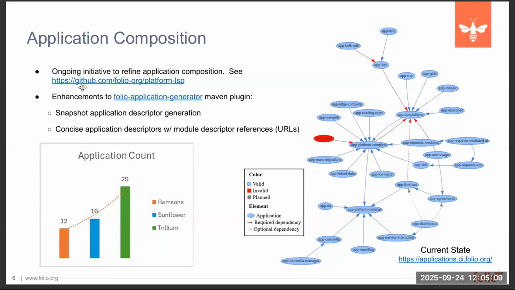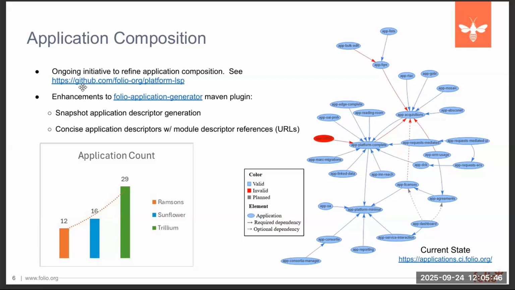Application composition is another important area of Eureka, and this is the update that we have so far. There's an ongoing initiative with several folks in the community to continue to refine the applications that we have today. So when we first introduced Eureka, we had maybe 3 or 4 applications. They were absolutely massive. They had a lot of modules in there. We even referred to them as mega applications. And so as you can see in the bottom left, this effort to break down those mega applications into smaller, more logical pieces is trending in the right direction.